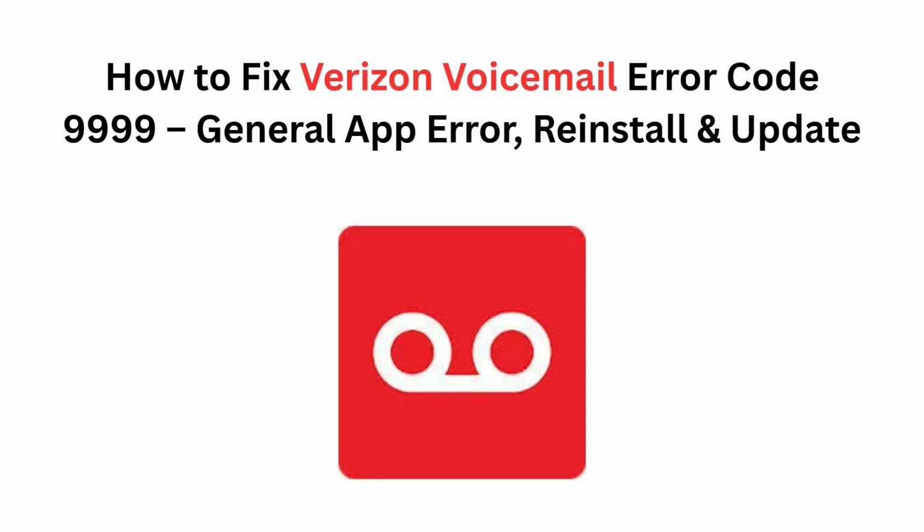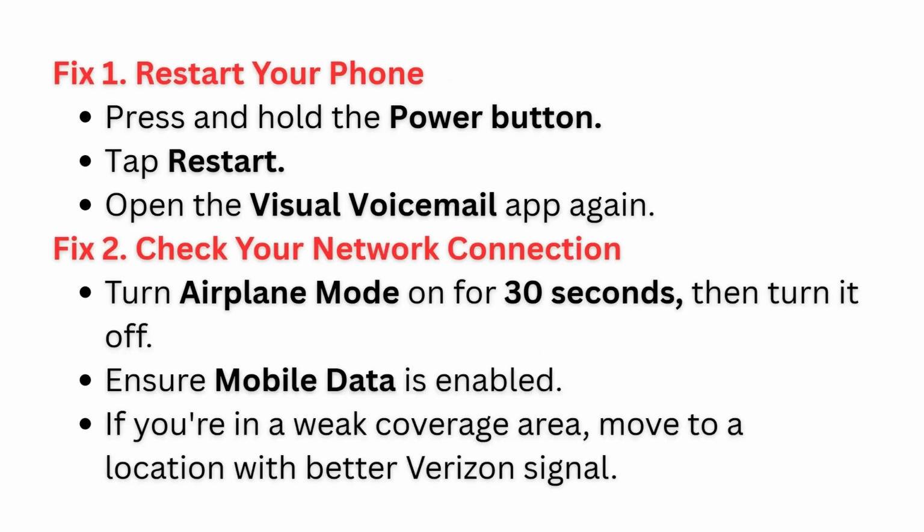In this tutorial, we will see how you can fix your Verizon voicemail error code 9999. So here's a guide for the general app error, reinstall and update. Fix 1. Restart your phone. Press and hold the power button, tap on restart. Open the visual voicemail app again.